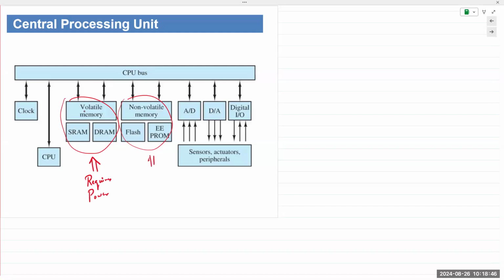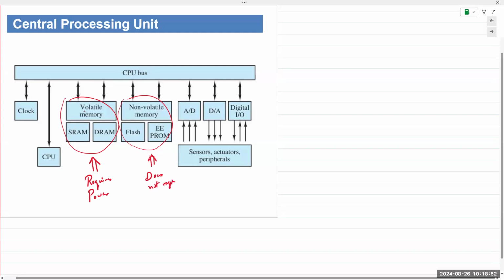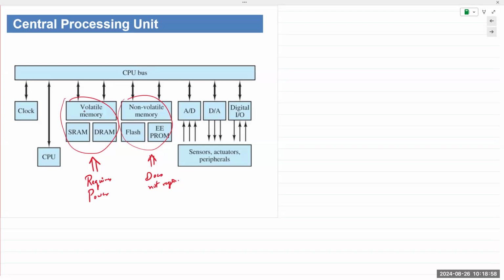Non-volatile memory does not require power. Okay, it is programmed and the program stays on there without any interruption. In modern times, even with that, it does require a little bit of power just to keep it getting refreshed all the time. So as a real life example, let's take a laptop or a desktop.